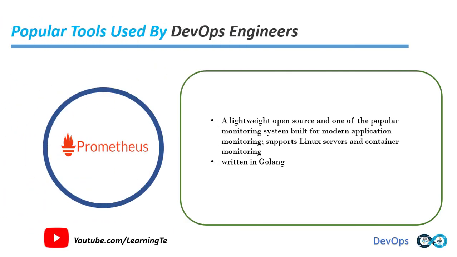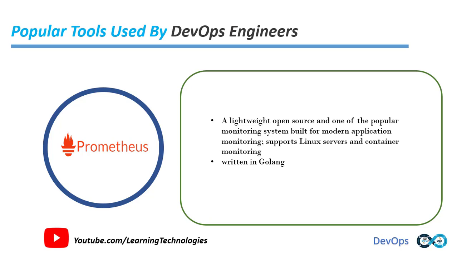Now we will talk about the Prometheus tool. Prometheus is a lightweight, open source, and one of the most popular monitoring systems built for modern application monitoring. Prometheus supports Linux servers and container monitoring. Prometheus has become the most popular tool for monitoring Kubernetes workloads. Even though the Kubernetes ecosystem grows more each and every day, there are certain tools for specific problems that the community keeps using. Prometheus is one of them.